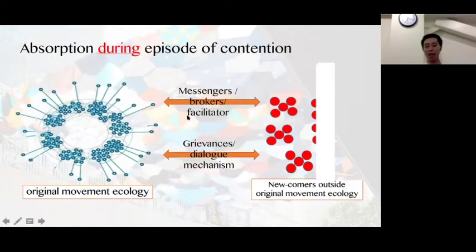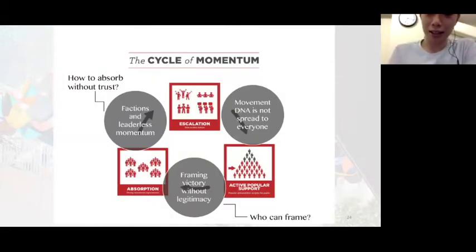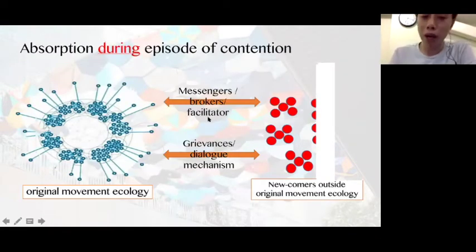So this is the last slide of our presentation. I think one way we have to be aware of is that this cycle is not necessarily going to go on. You have to be aware of how you spread the movement DNA. You have to be aware of how you frame your victory. And one way I think we can try to explore is by having an absorption, not after the movement, but during the episodes of contention.